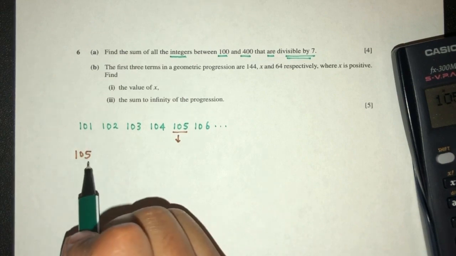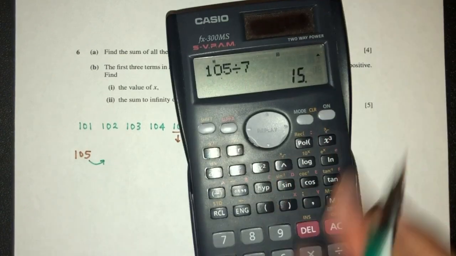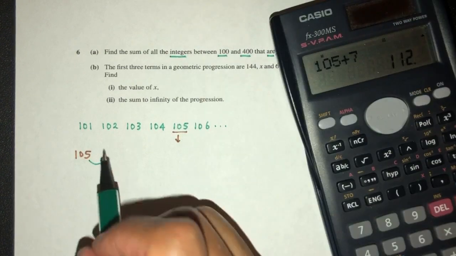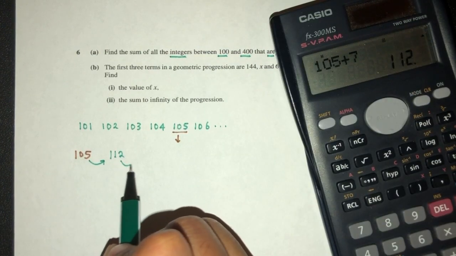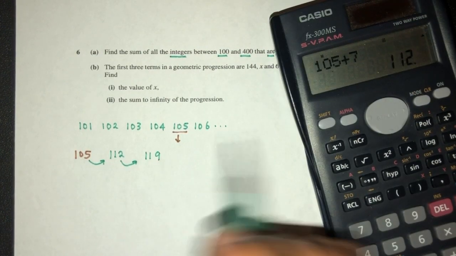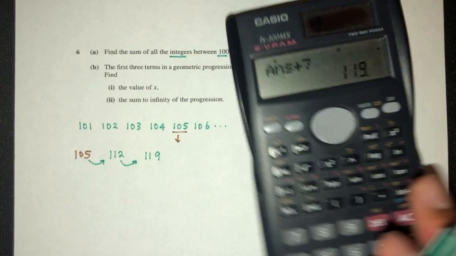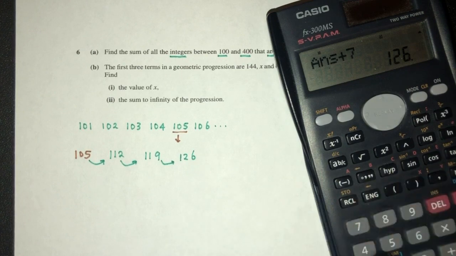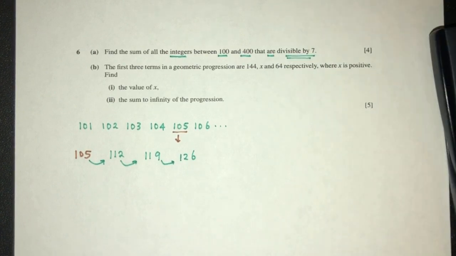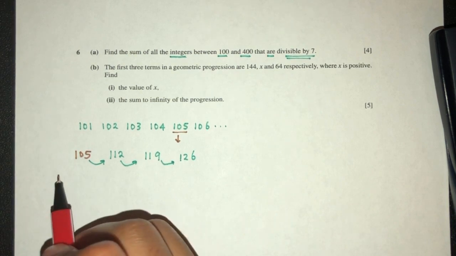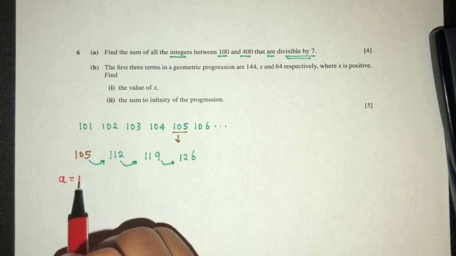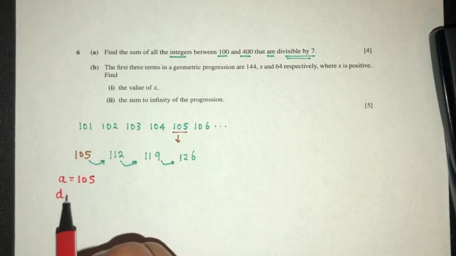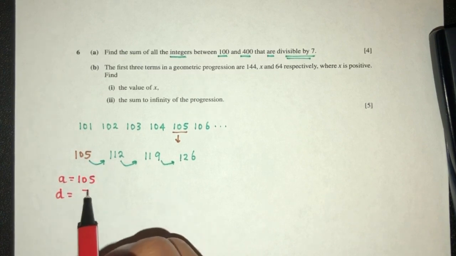So every time we are just increasing by 7. So 105 plus 7, that will be 112. Increase by 7 should be 119, 126. Obviously, you can always go like this until 400 and add them together, but it will not be advised because it would just take too long, right? So at least we know the first term in this list will be a equal to 105, and the common difference is equal to the value of 7, right?